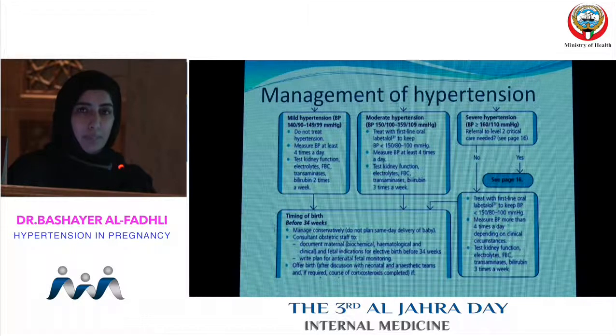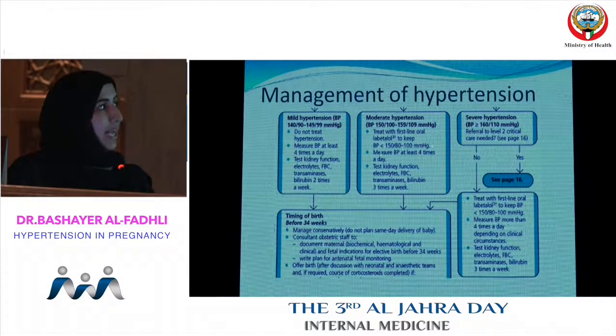If the patient has a moderate hypertension, blood pressure between 150 and 159, you can start oral treatment. Usually we start with first-line labetalol. And the same, ask the patient to check her blood pressure 3 to 4 times a day, and send her labs once a week.